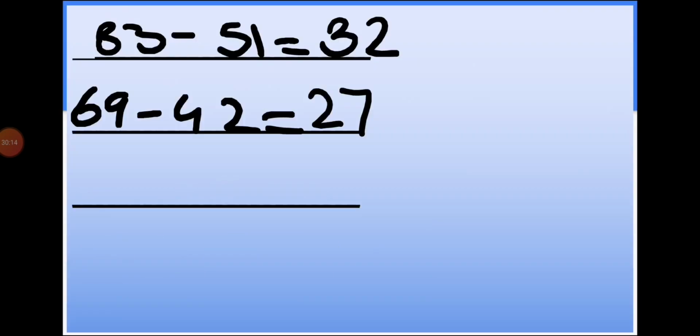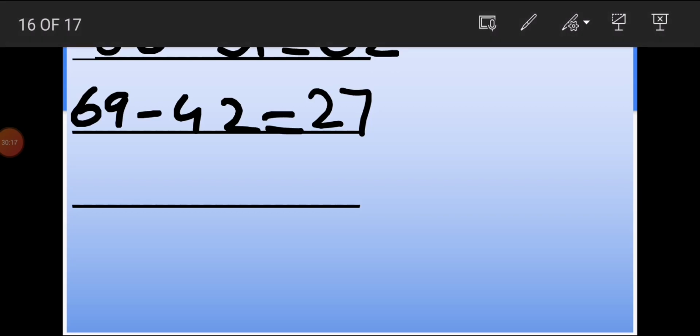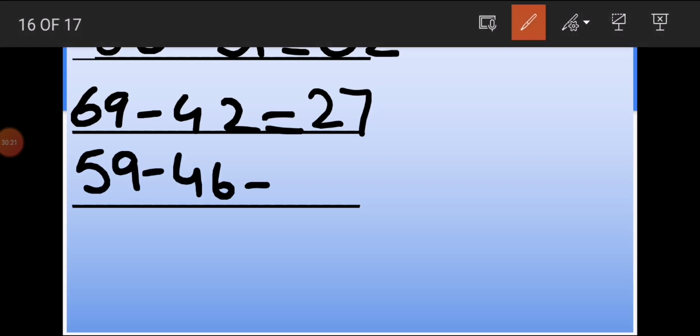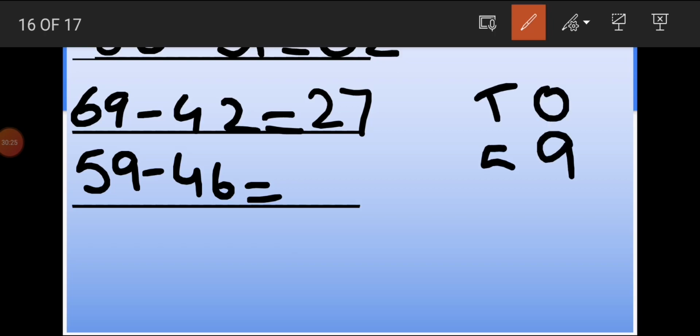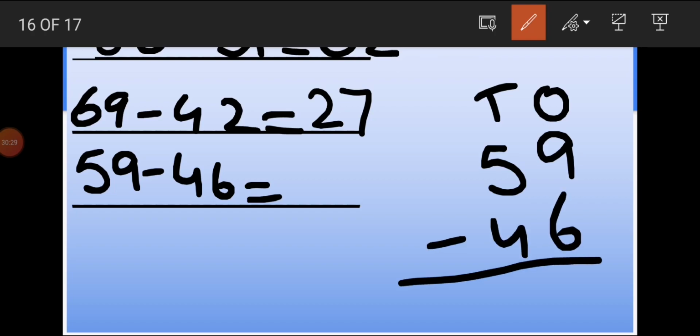Now I'm going to write my number sentence here. 59 minus 46 is equal to, now I'm making my rough work, ones and tens. In 59, 9 is ones and 5 is tens. In 46, 6 is ones and 4 is tens. Now I'm putting my subtraction sign. Now I'm subtracting them. According to subtraction rules, step 1 is subtract the ones. So I'll subtract 6 from 9. So put 6 in my mind.